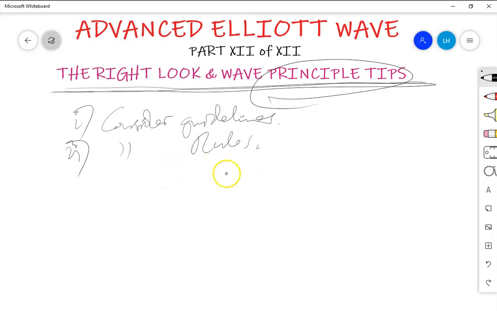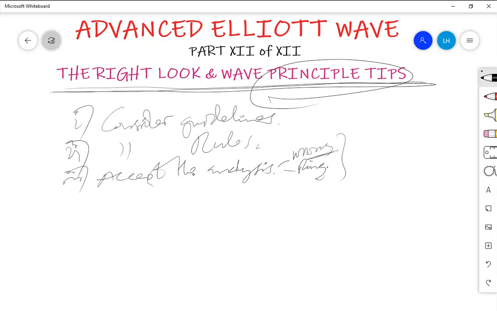Another tip: when you want to apply the Weber principle profitably, you have to accept the analysis. Accepting the analysis, that's the third thing. Now, accepting the analysis means you accept when you are wrong, and also you may accept when you are right sometimes. Mainly, you accept when you are wrong.